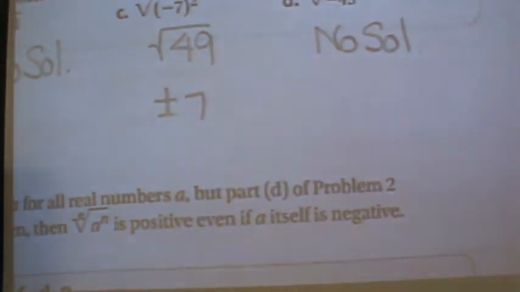Okay, try this next one. I heard -3. How about B? Fourth root, negative. No solution. Why is it no solution? Negative numbers, even root. Good job. This one's going to be, what's -7 squared? 49. Plus or minus 7. Good, plus or minus 7, and what about D? No solution. Can't do this one.